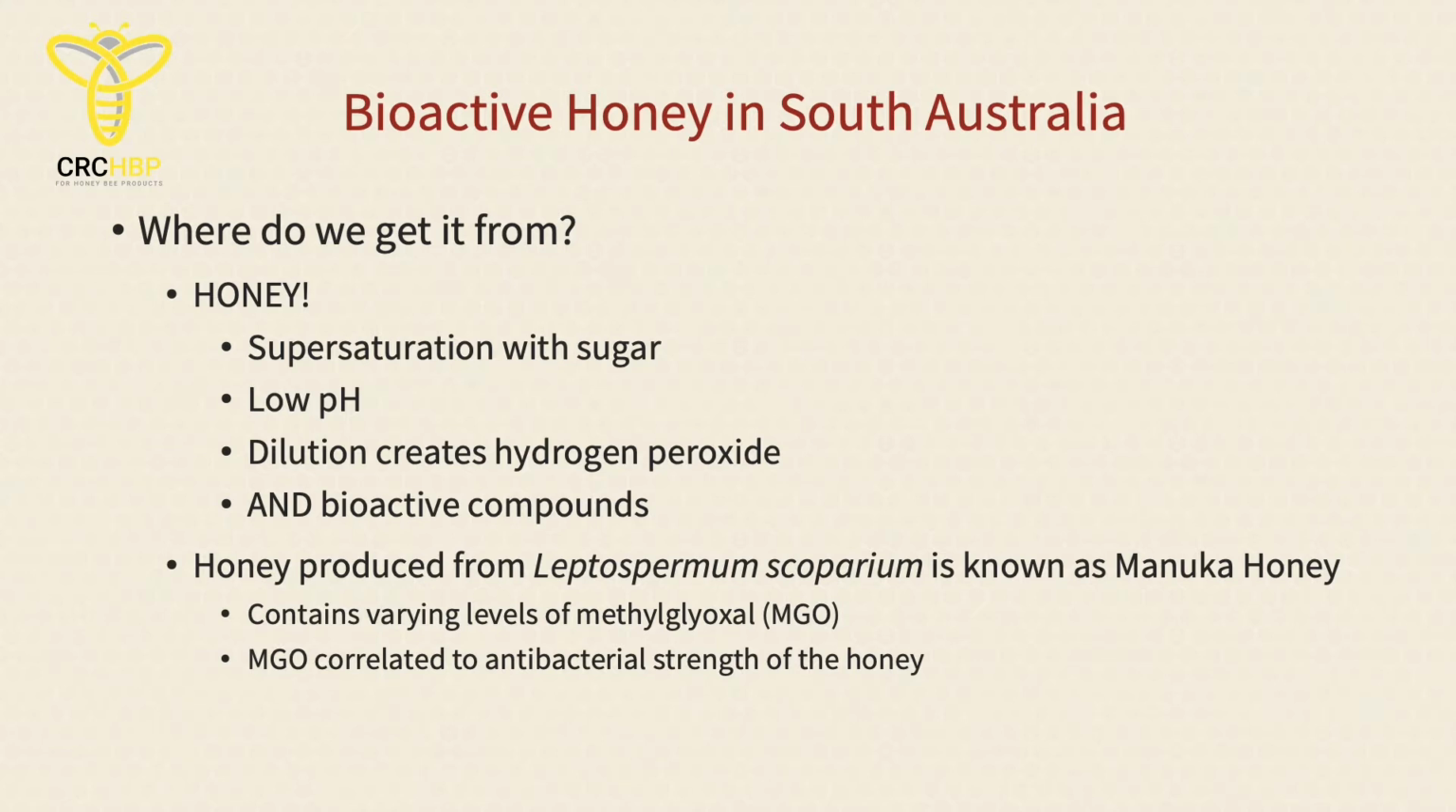The most famous of these non-peroxide bioactive honeys are Manuka, which is produced from Leptospermum scoparium, and jellybush honey, which is produced from Leptospermum polygallifolium. The additional bioactive strength of these honeys is correlated to the concentration of methylglyoxal, or MGO, in the honey. Methylglyoxal is derived from dihydroxyacetone, or DHA, in the nectar of some Leptospermum species.